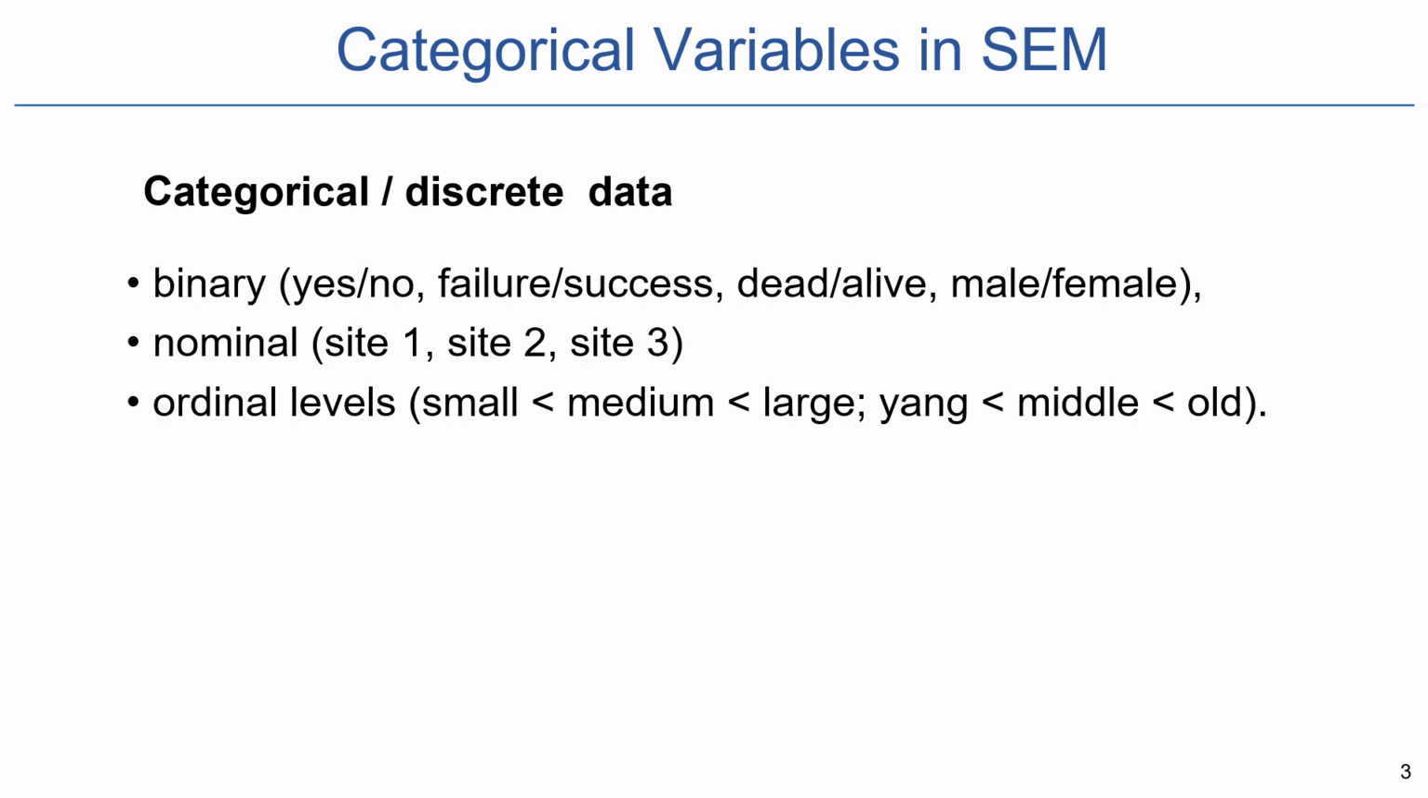These are examples of discrete data, such as binary, where we have two levels. For instance, yes versus no, presence versus absence, or failure versus success. Another form is nominal, where we have different levels, but we don't know the order. Examples are different sites where we sampled, or different plots, or different countries. The other type is ordinal, where we know the order of our factor. For instance, small versus medium versus large, and then we know that if we move from small to large, we have an increasing order of these levels.